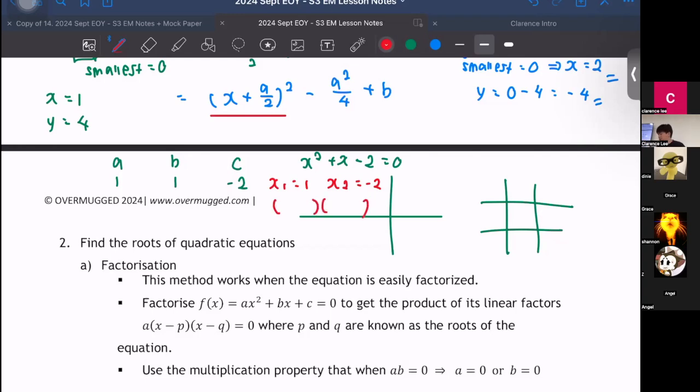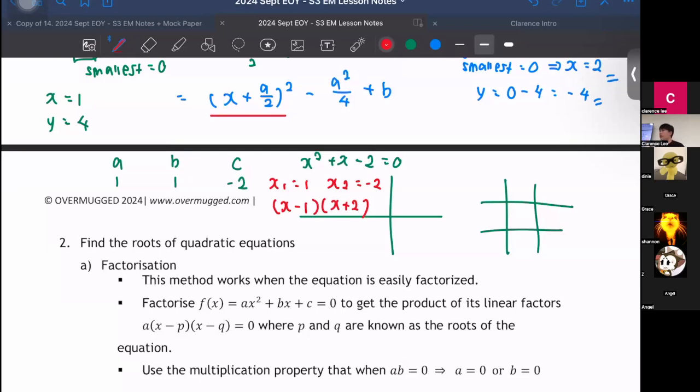So what must be inside the first bracket? It must be x minus 1, because when x is equal to 1, 1 minus 1 gives me 0. Then for the other example, it has to be x plus 2, because negative 2 plus 2 gives me 0. Okay? So this portion over here, this is how you make use of the calculator to factorize for you quickly.